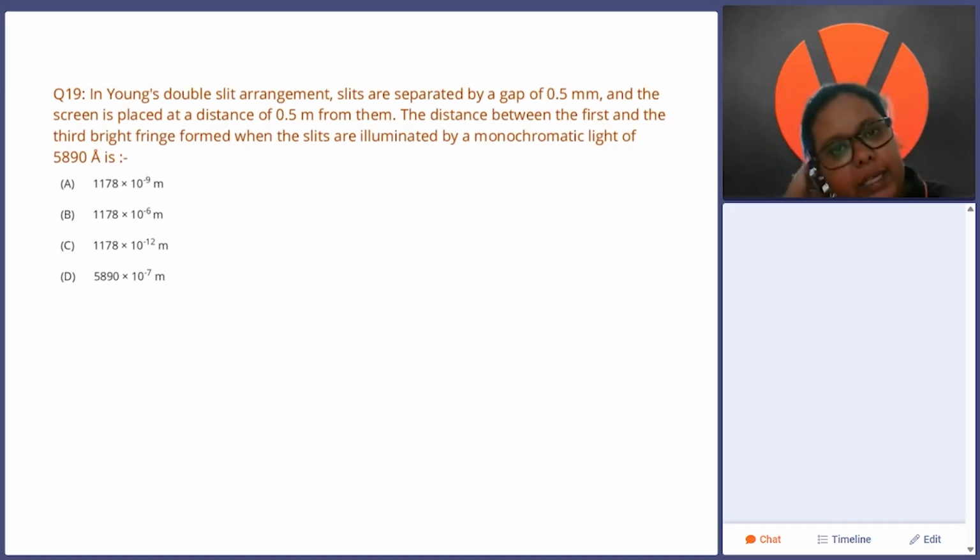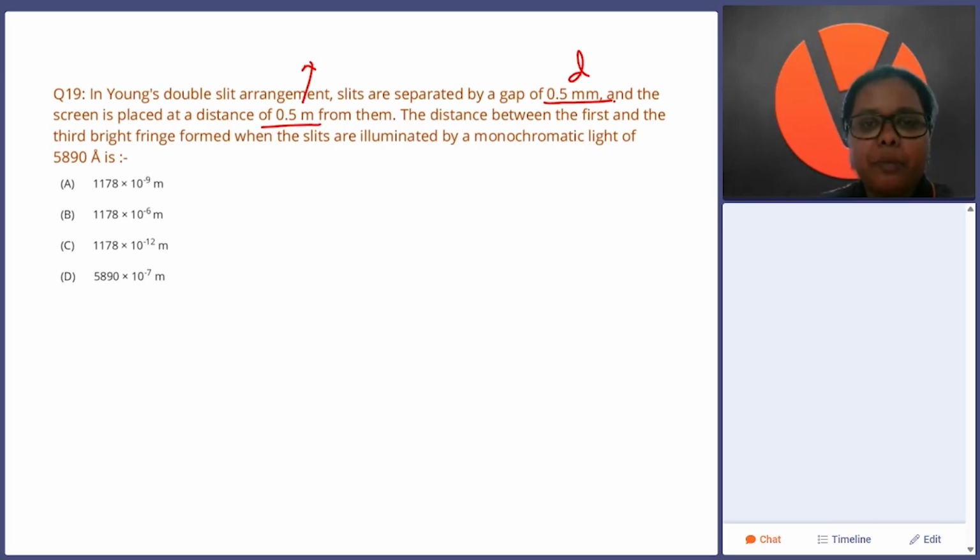In Young's double slit arrangement, slits are separated by a gap of 0.5 millimeter, so that is the small d value, and the screen is placed at a distance of 0.5 meter, half meter, the big D value. The distance between the first and third bright fringe would be 2 beta, right? The slits are illuminated by monochromatic light of the given wavelength.